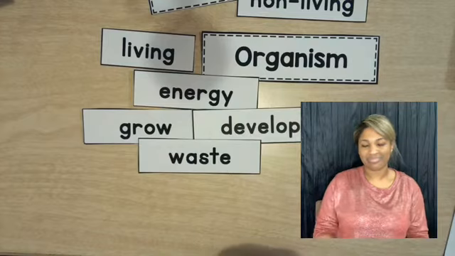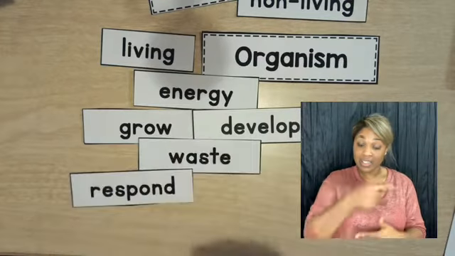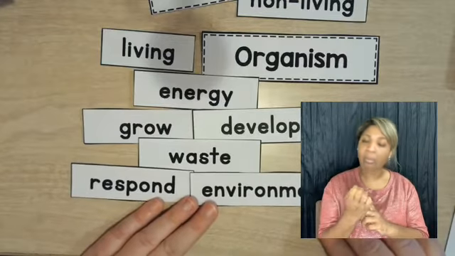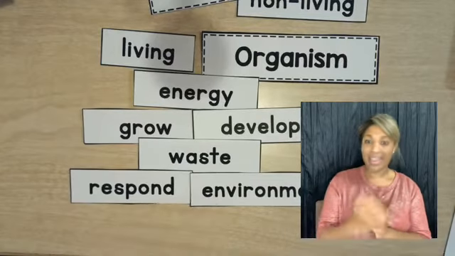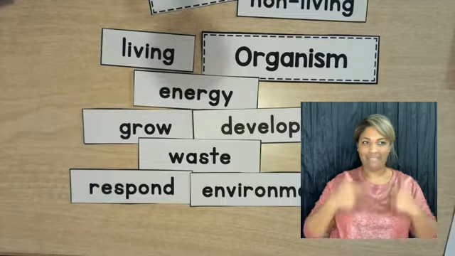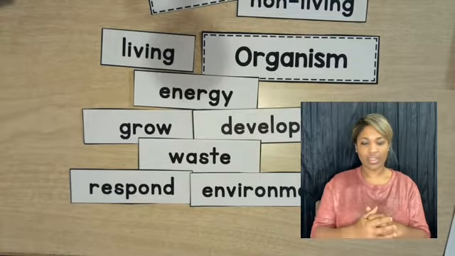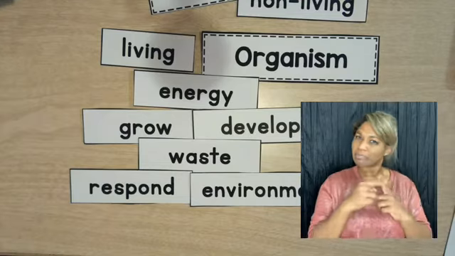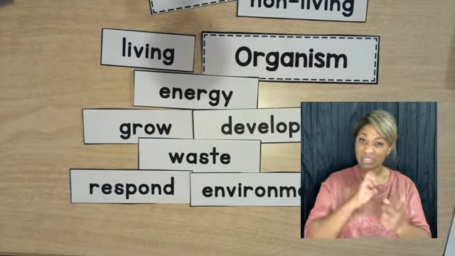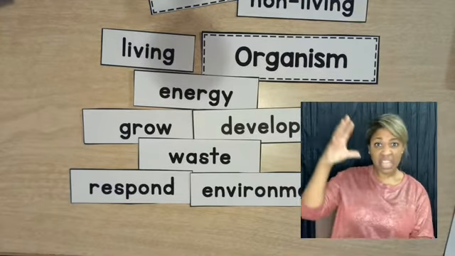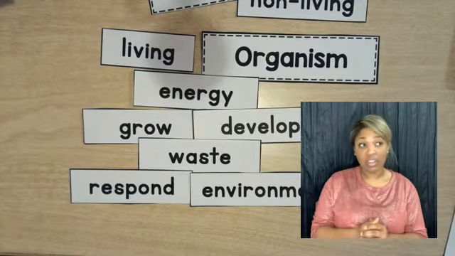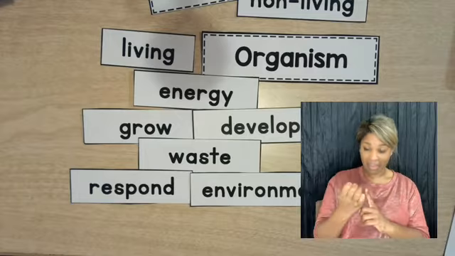Living things respond to their environment. The environment helps them to stay alive. So they can respond in a good way if it's a good environment. Maybe the sunlight is just enough to help them live. There are things in the environment that they need to stay alive, so they respond.